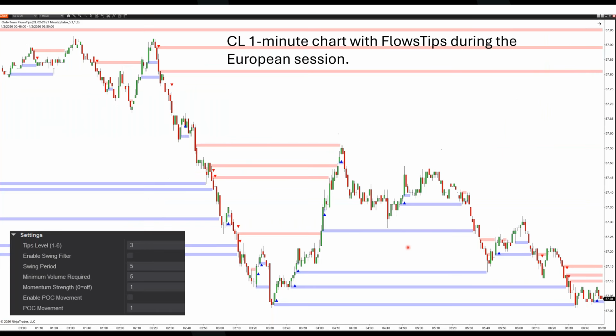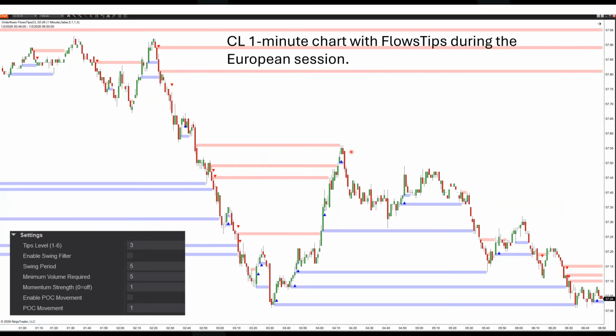This is the same setting. Okay, this is crude oil. Again, 3 and 1. Tips level 3, momentum strength 1. Again, it gave a bullish signal here, a bullish signal here, but still came right back with the bearish signals. Then the bullish signal back up.